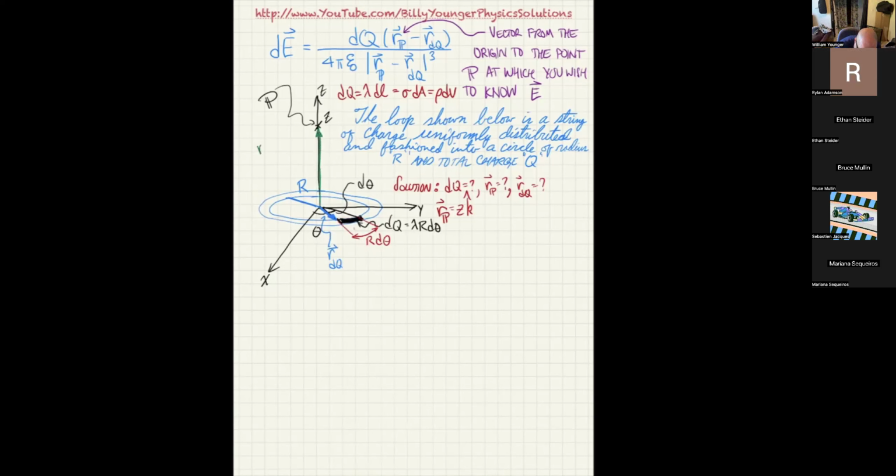So this vector is... oops. This vector is r sub p. Okay. Now, anybody want to take a guess what the x component of r dq is?